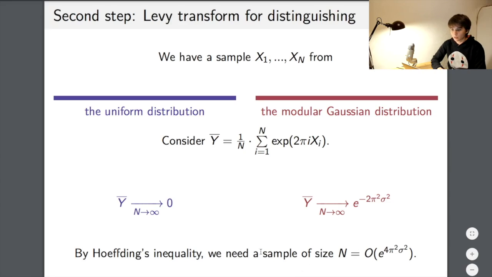A sample of size e to the power 4p squared sigma squared is sufficient to distinguish the distributions with high probability. The smaller the parameter sigma is, the easier it is to distinguish the distributions.